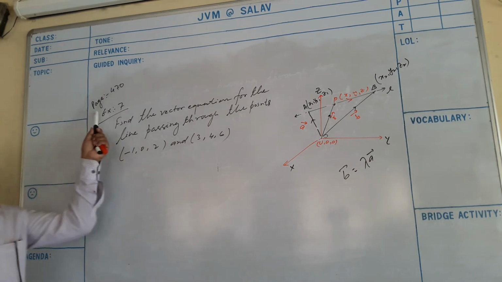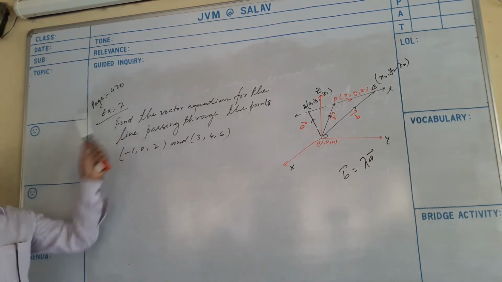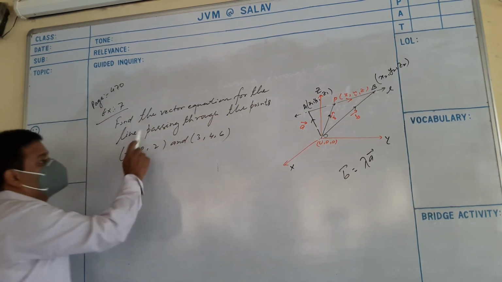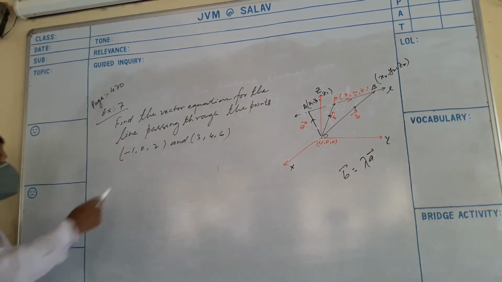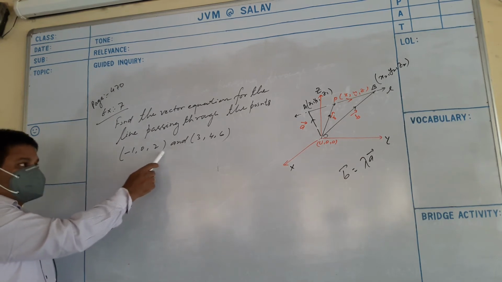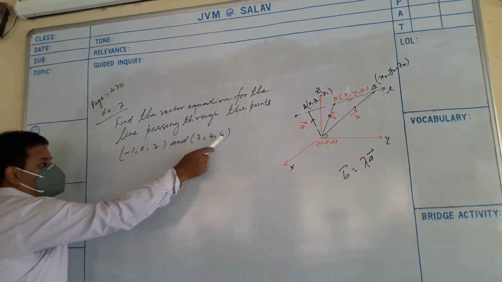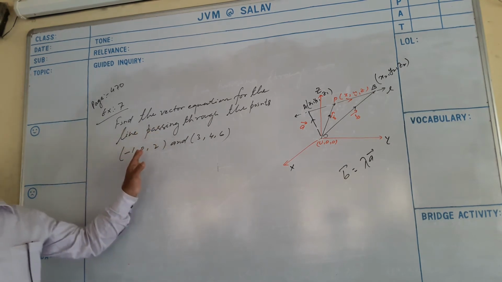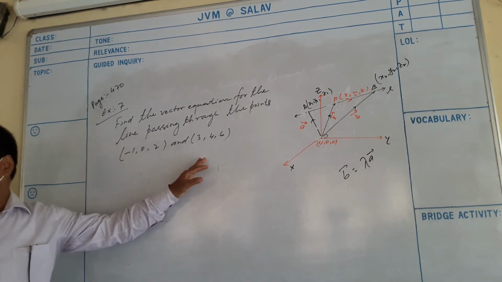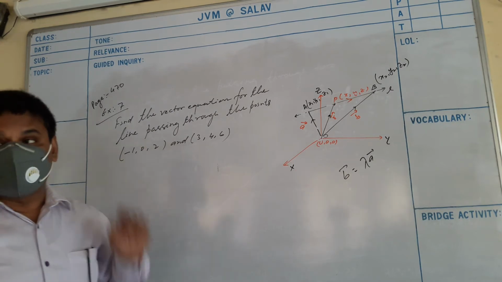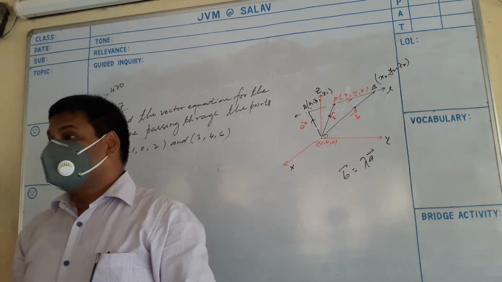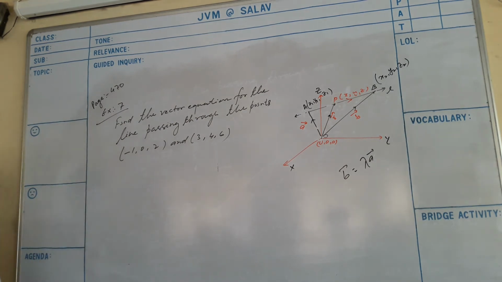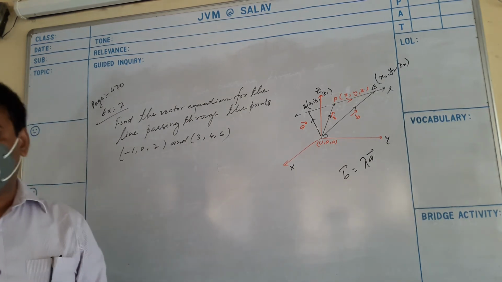Page number 470, example number 7. Find the vector equation for the line passing through the points -1, 0, 2 and 3, 4, 6. Okay, so here 2 points are given. So we are going to apply equation number 2 of a line.